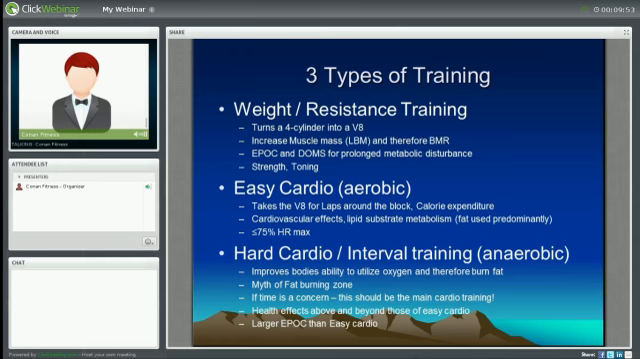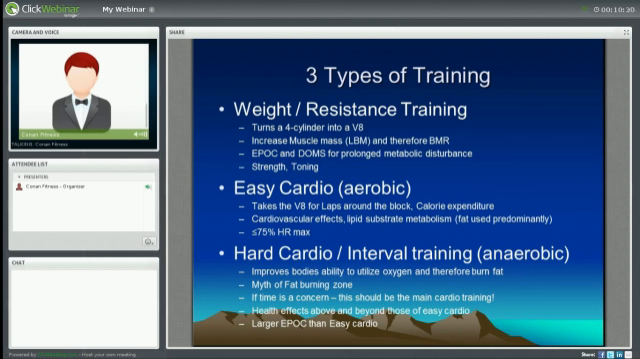We spoke before about turning a 4-cylinder engine into a V8. Well, this is kind of like taking the V8 for laps around the block, just for calorie expenditure. There are the cardiovascular effects of this style of training, as we know, and lipid substrate metabolism. At the lower intensities, a greater proportion of the calories are coming from fat. Now note that term, proportion. So fat's used predominantly, which is a good thing if we're doing longer duration. And typically it's 75% heart rate max or less, somewhere around that zone or lower.